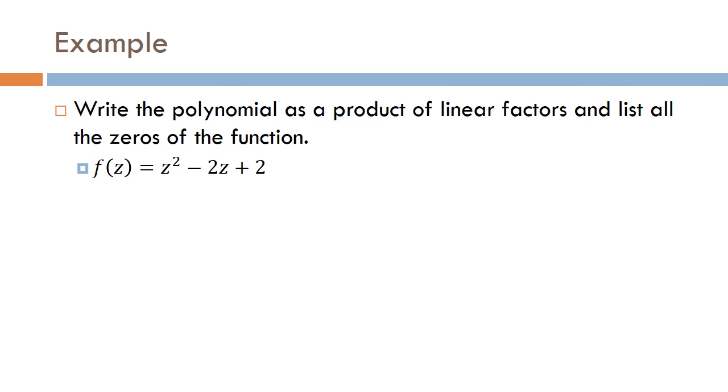Okay, write the polynomial as a product of linear factors and list all the zeros. In other words, factor it out and list the zeros. Pause the recording, give it a try, and resume to check your answer.